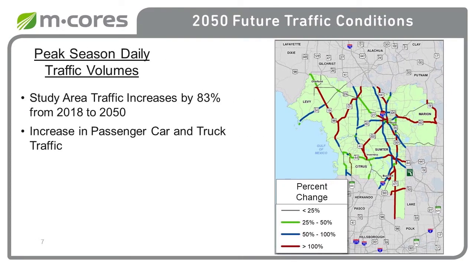This graphic displays the percent change in peak season traffic volumes from 2018 to 2050. For the study area as a whole, traffic is anticipated to grow by 83% from 2018 to 2050. The red lines on the graphic indicate locations where traffic volume growth is anticipated to be greater than 100% by 2050.